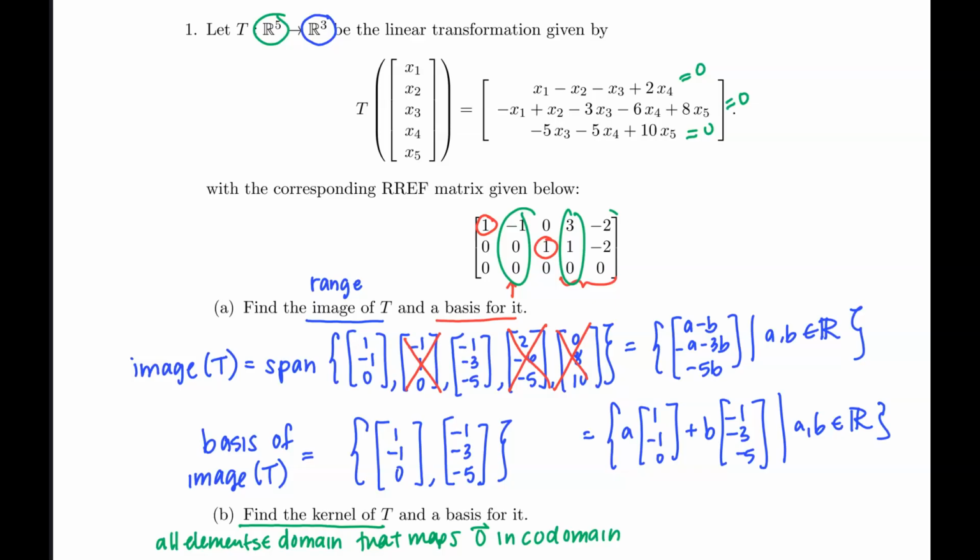So while we used the pivot columns in our answer for A, we're going to use the non-pivot columns in our answer for B, because they're the things that tell us all of those ways that we could get back to the 0 vector, right? All those infinite number of ways that we could do that.